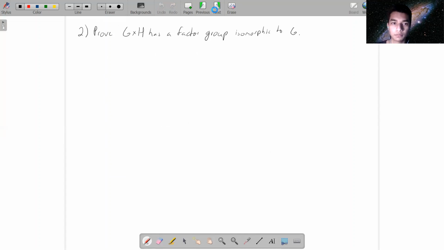Let's look at another example. We'll show that the Cartesian product G times H has a factor group that is isomorphic to G. Indeed, the idea is the same. The factor group will be G times H mod the kernel of some homomorphism. So we try to set up this homomorphism phi from G times H to G in such a way that phi is surjective. So one obvious choice for this homomorphism might be (g,h) is mapped to just g.